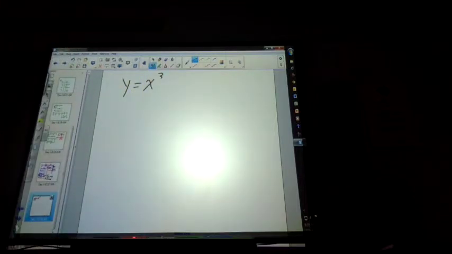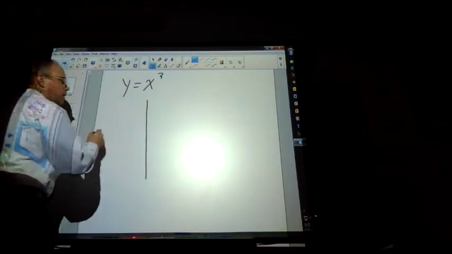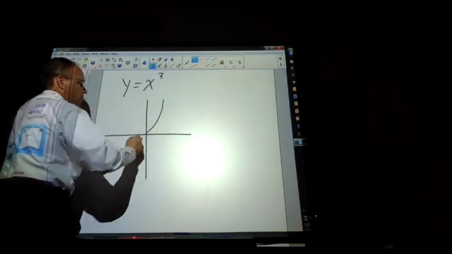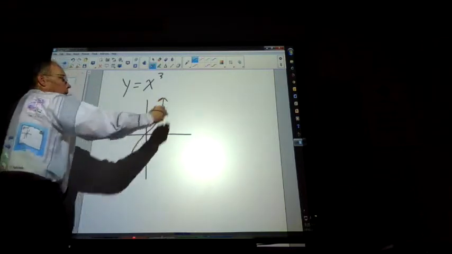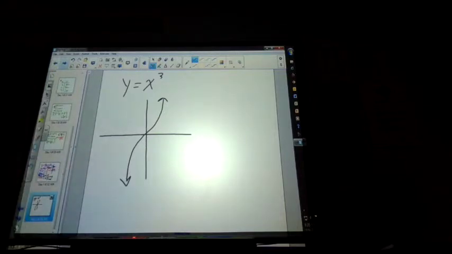What does that look like as a graph? X squared is a parabola. X to the 4th looks like a parabola. X to the 6th, parabola. Right? That's what it looks like. Is it 1 to 1 just by looking at the picture? What does it pass? Not the vertical line test.